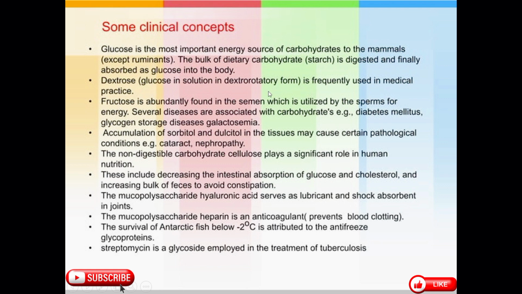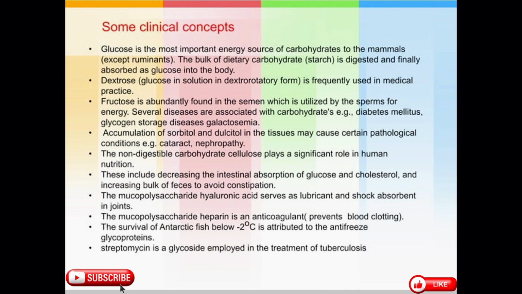Glucose, some clinical concepts about carbohydrate. Glucose is the most important energy source of carbohydrate to the mammals except ruminants. The bulk of dietary carbohydrate starch is digested and finally absorbed as glucose into the body. Dextrose: glucose in solution in dextrorotatory form is frequently used in medical practice. Fructose is abundantly found in the semen, which is utilized by the sperm for energy.